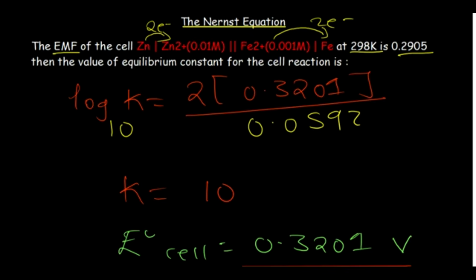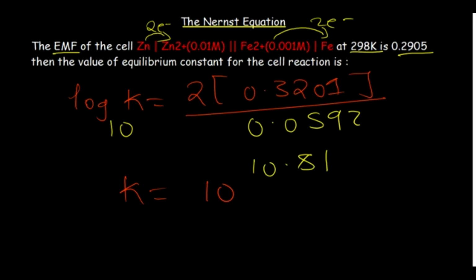So we can multiply what we have on the top: 2 times 0.3201, divided by 0.0592. I'm getting a value of 10.81. So 10 to that power, what do you expect to be the actual value?